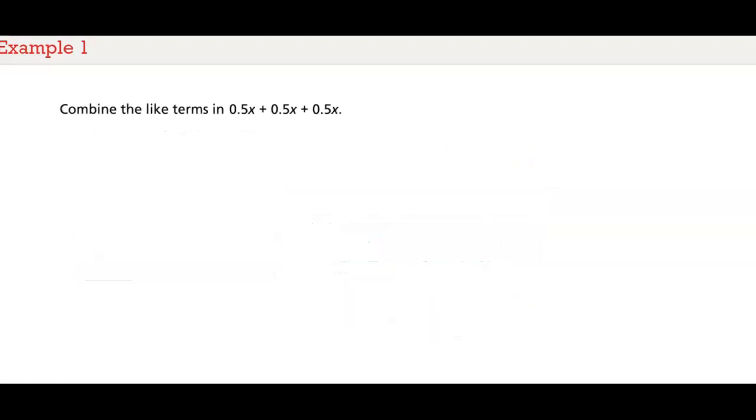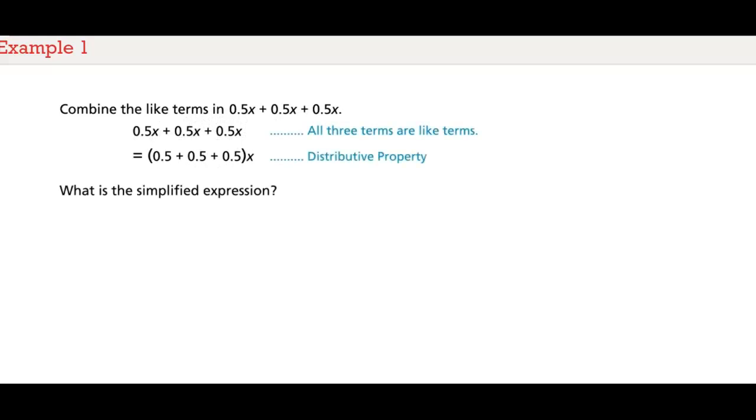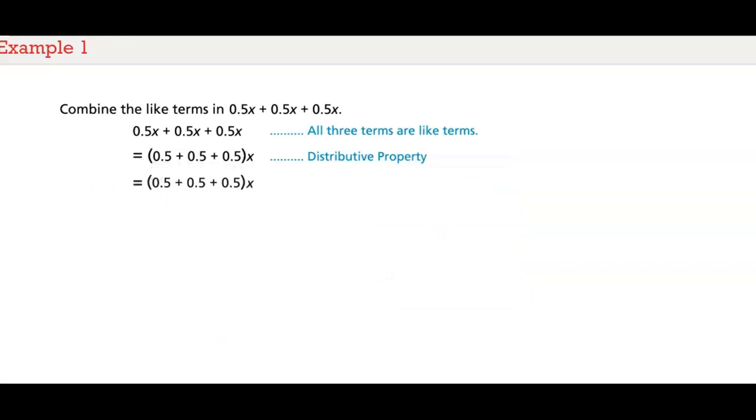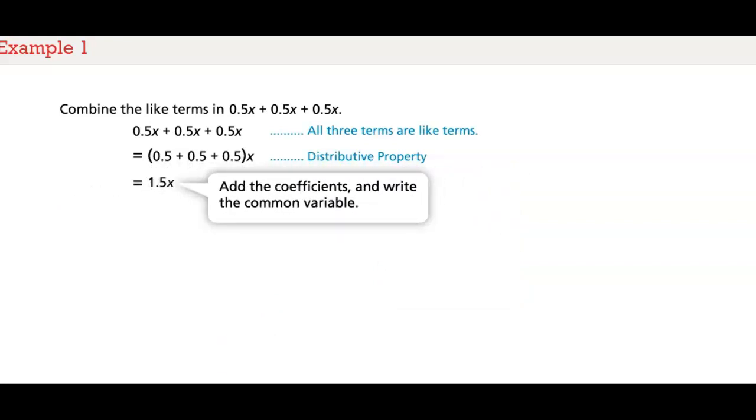Combine the like terms in 5/10 times x plus 5/10 times x plus 5/10 times x. What is the simplified expression? Select your answer. Add the coefficients and write the common variable. So 1 5/10 times x is equivalent to 5/10 times x plus 5/10 times x plus 5/10 times x.